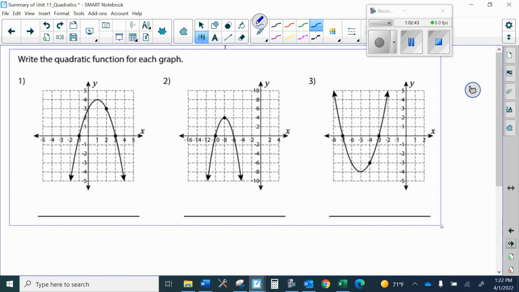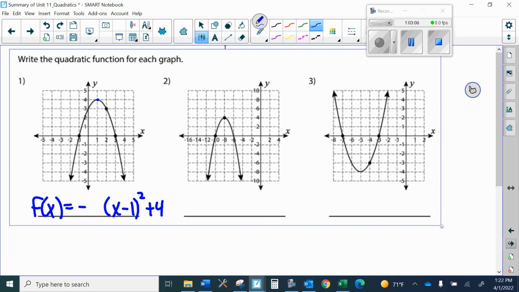If any of this is going quickly for you, you can always rewind and watch it again. All right, now write the quadratic function for each graph. We know it opens down, so we know it's negative. I can write it in vertex form, 1, 4. So I can say x minus 1, because that's the opposite, squared, and plus 4.